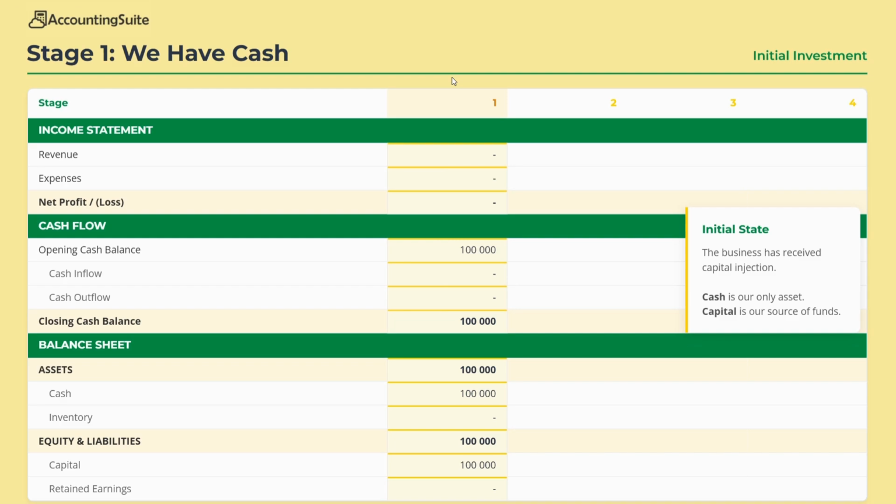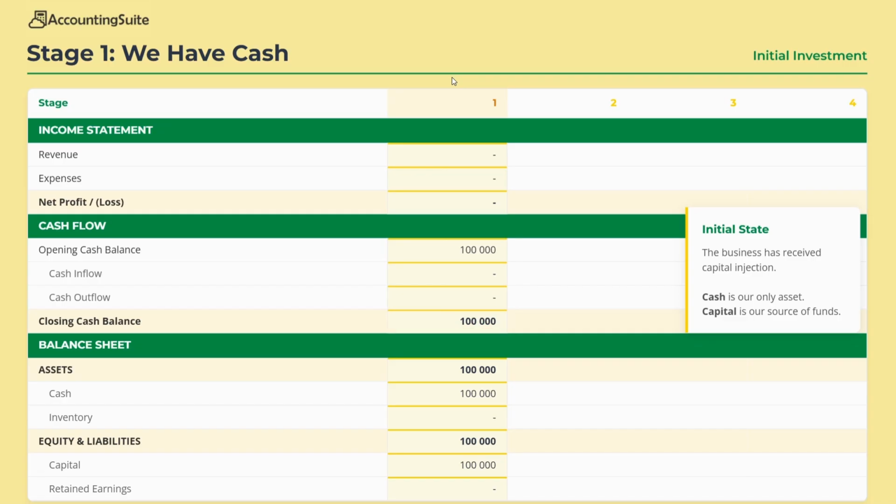Next is the cash flow statement, which tracks actual movements of cash. At the beginning of month 1, cash balance $100,000. During the month, no cash comes in and no cash goes out. So the closing cash balance remains $100,000.